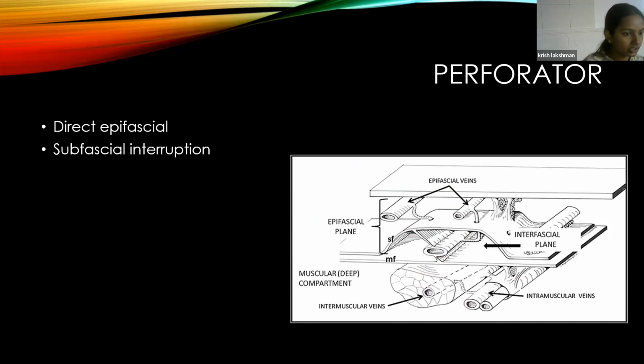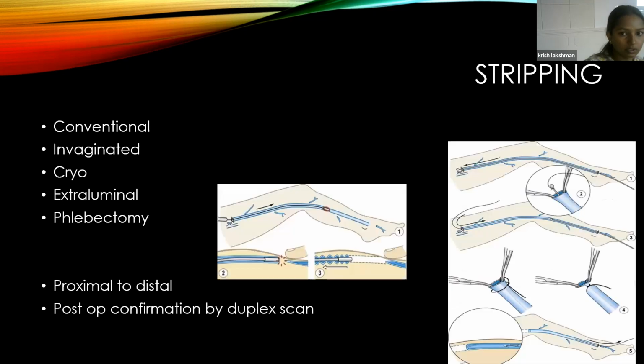So for perforator incompetency, or if there is only perforator incompetency, then direct epifascial or subfascial interruption is done. So only the perforators are removed in this case, which connect the superficial and deep veins.